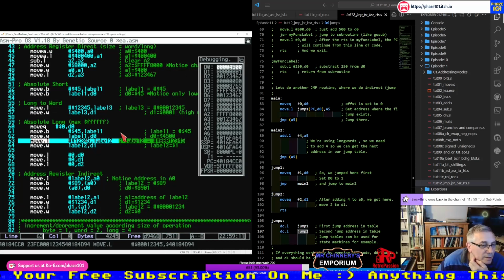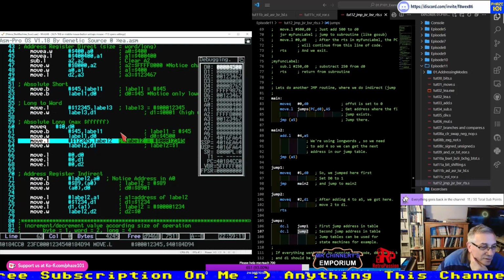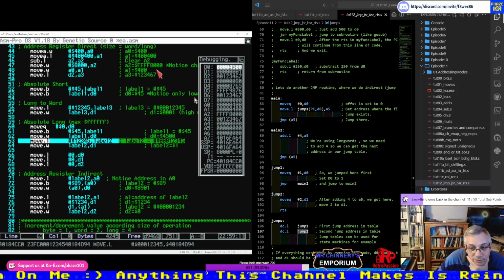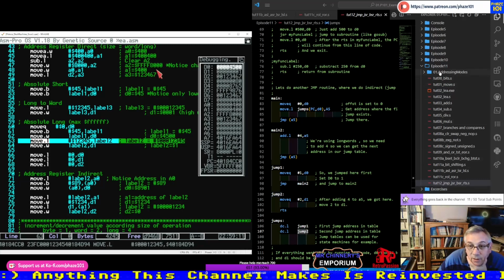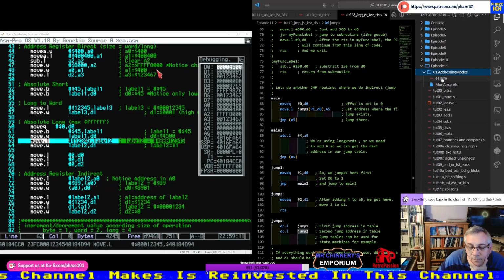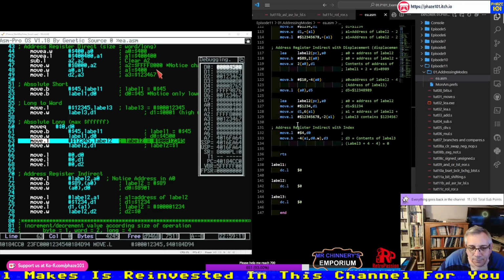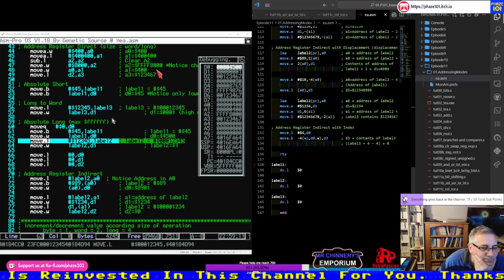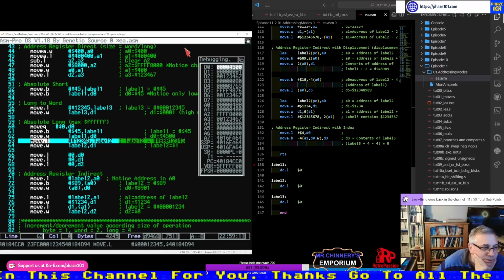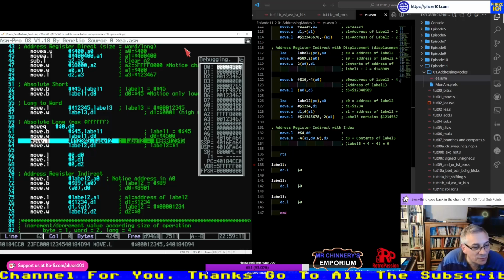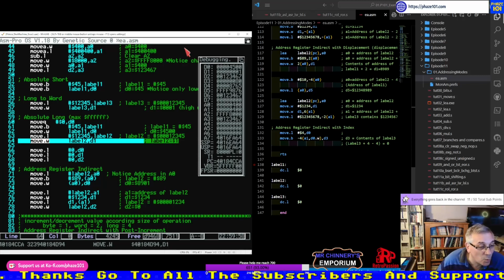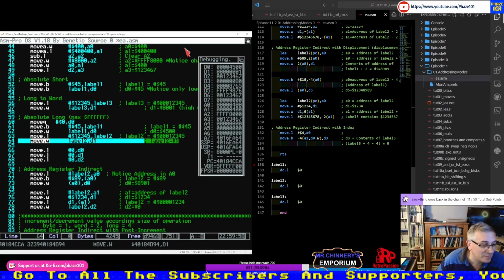We are moving 1, 2, 3, 4, 5 into label 2. I should maybe show the labels, no? Because I'm still showing the labels. They are here, okay? So we are moving dot long with the 1, 2, 3, 4, 5 into label 2. And we are moving the word, okay? What is in label 2 into D1?